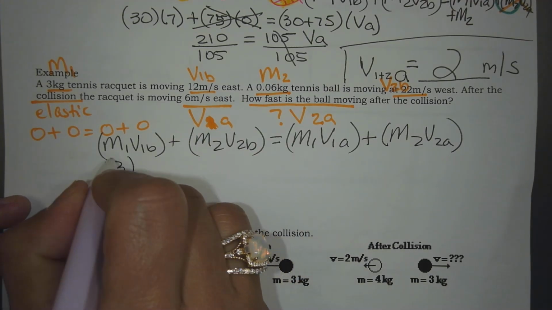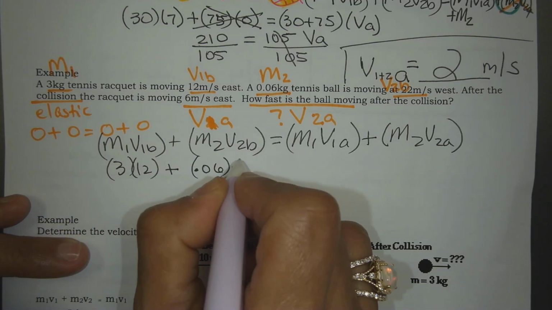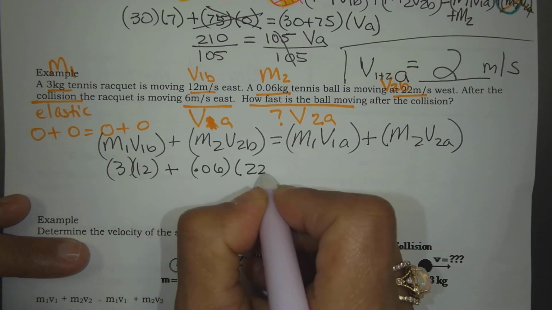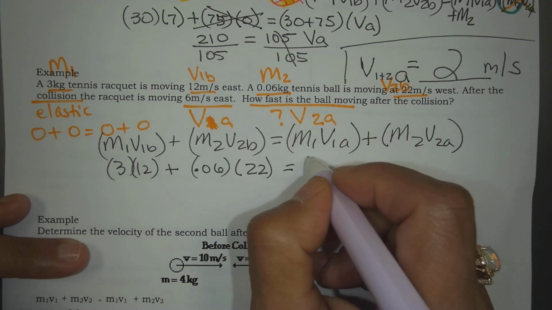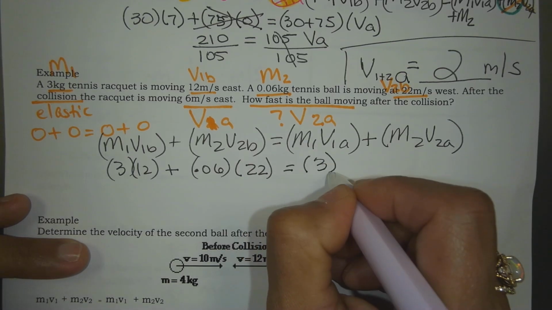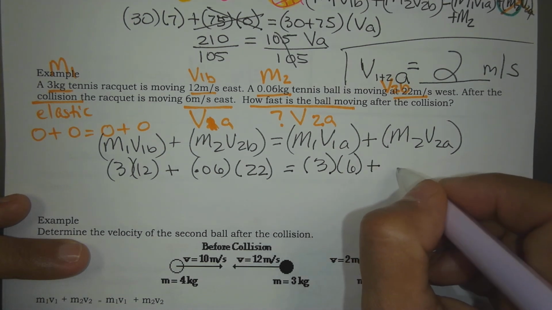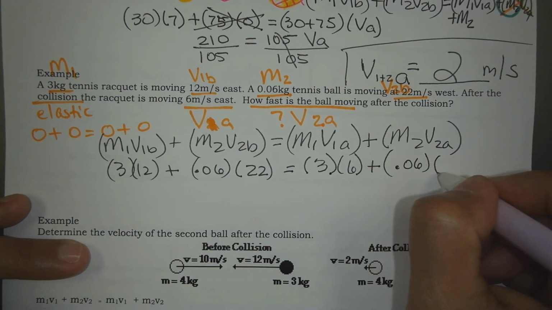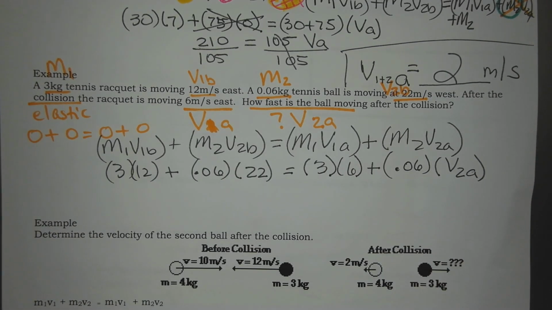Let's plug in our numbers. 3 times 12 plus 0.06 times 22 equals, the mass never changes, so the mass before and after are the same, 3 times 6 plus 0.06 times the velocity of object 2 after, which I do not know. So if you've already started working on this, hopefully this is what your setup looks like. Go ahead and do the math.